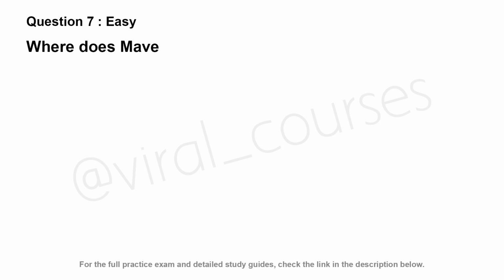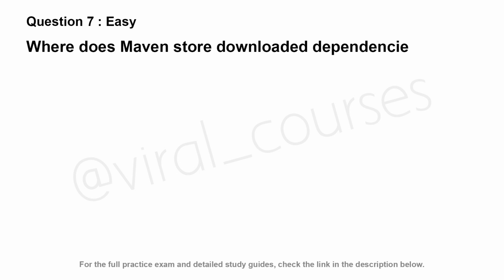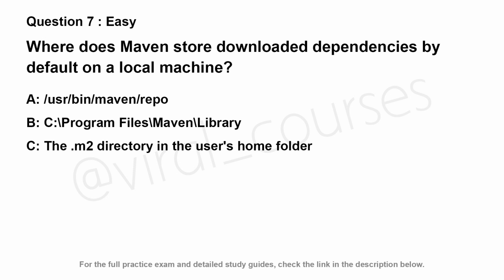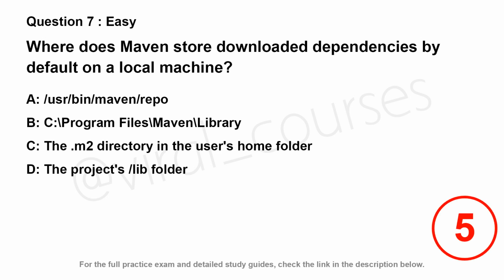Where does Maven store downloaded dependencies by default on a local machine? Option A. usr/bin/maven/repo. Option B. C:\Program Files\Maven\library. Option C. The .m2 directory in the user's home folder. Option D. The project's lib folder.